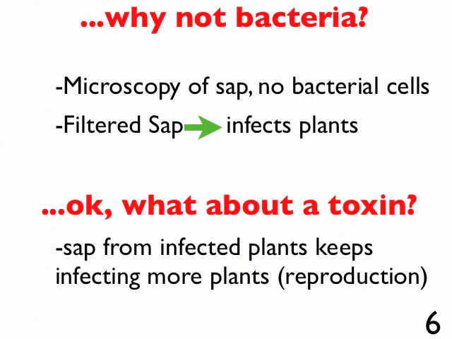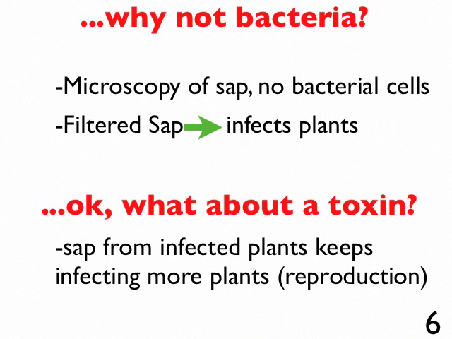So, skipping some of the details of who studied what, let's just ask the two important questions. We have something making these tobacco plants sick. Why not bacteria? Why not toxin? So, their first guess was that this was a bacterium. They did microscopy on the sap, found no bacterial cells. They then filtered that sap through a microscopic filter that was small enough to filter out bacteria. Then they took the filtered sap, put it on new healthy plants, and they still got infected.